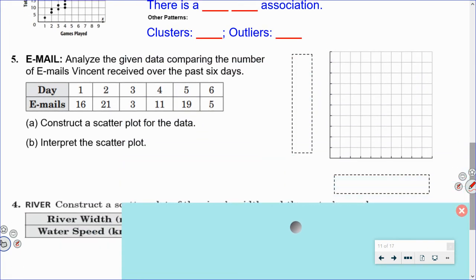Read on your own. Come on back when you're ready. What are we measuring? We are measuring the number of emails that Vincent receives. What might that depend upon? Well, let's find out. In terms of the number of days, 6 is the largest number we have to go to. I've seen some people try halves, 1, 2, 3, 4. Notice that doesn't get up to 6. So we're going to have to go by wholes.